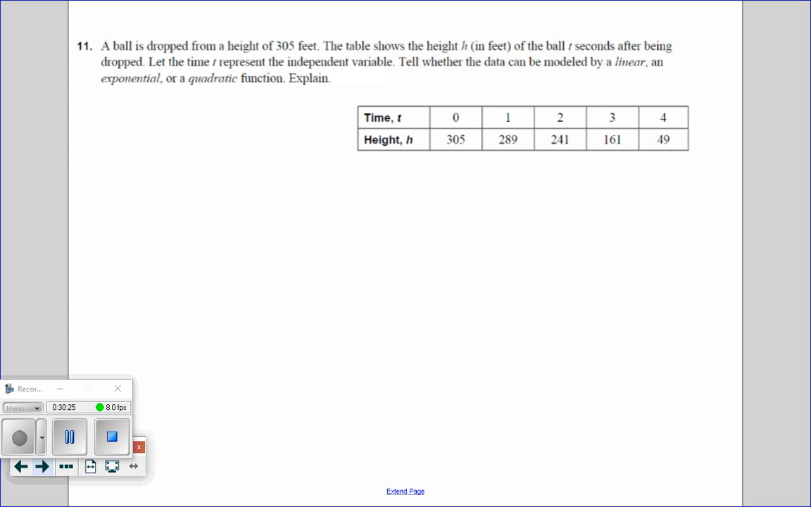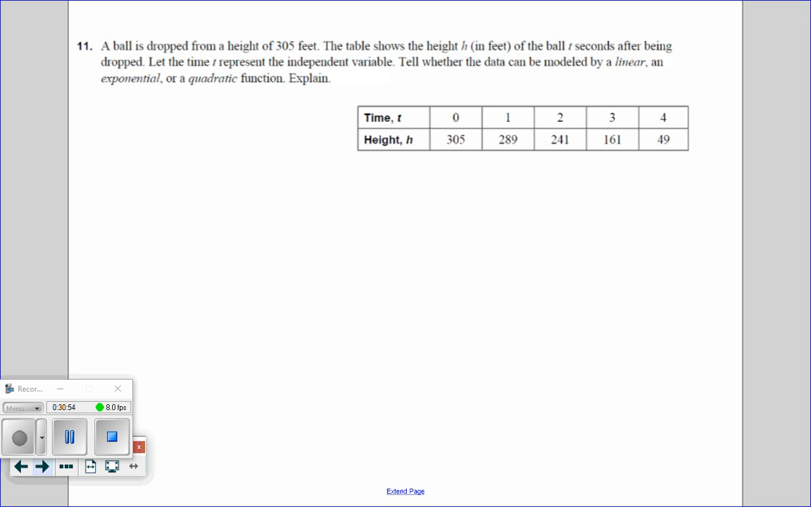But here's the deal, right? Word problem, lots of words up there, real life scenario. But really the bottom line is we're doing the same thing. We're looking at data points, and we want to know which family or which type of function models that data. So we're running the exact same type of tests here. Okay? So if we go 305, 289, 241, 161, 49, is there maybe one family we can just rule out?